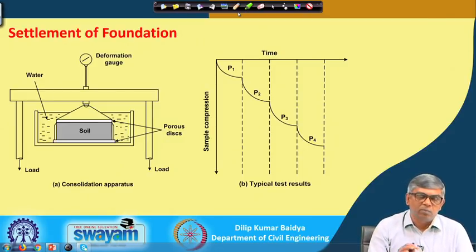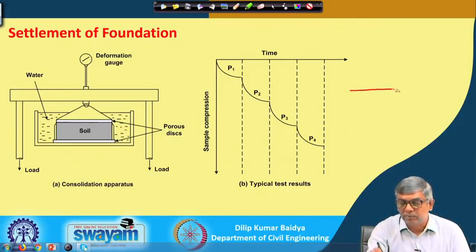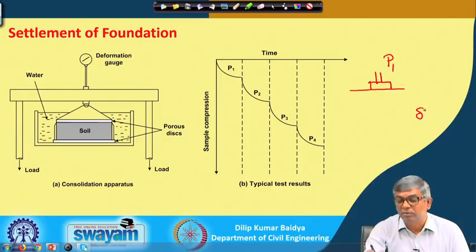So what I want to mention here is, suppose this is a layer, and this is a footing, and load is applied through this. If you apply load P1, you will have some consolidation, delta C1, and again if you apply some load P2, which is greater than P1, then at the end of consolidation under P1, consolidation will start again, and there will be another consolidation, delta C2.